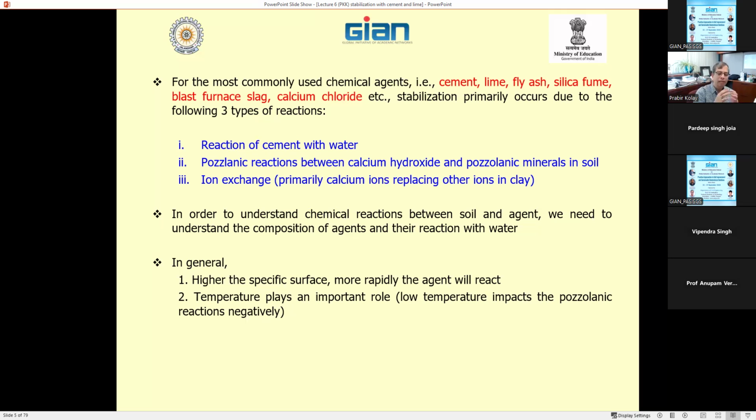What chemical reaction takes place is very important. In order to understand the chemical reaction between the soil and the stabilizing agent, we need to understand the composition of the agent and its reaction with water. Water is what the reaction takes place in, right?